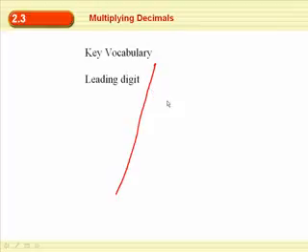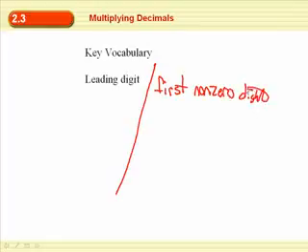So if you look at it, first, let me write it: non-zero digit, D-I-G-I-T. So, for example, 3,821, the first non-zero digit is 3. That's the leading digit. That's the digit that is in the lead of the number. It's got the highest place value.